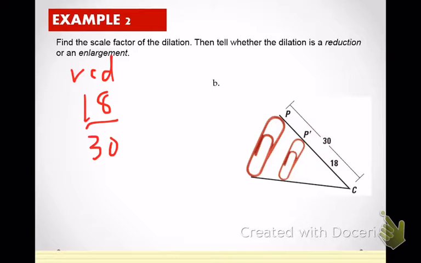What's the largest number that goes into both 18 and 30? 6, right. So we could reduce it. 6 goes into 18 3 times and into 30 5 times. So it's a reduction, and the scale factor is 3 to 5.